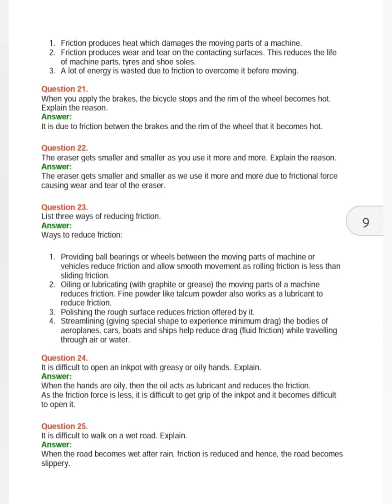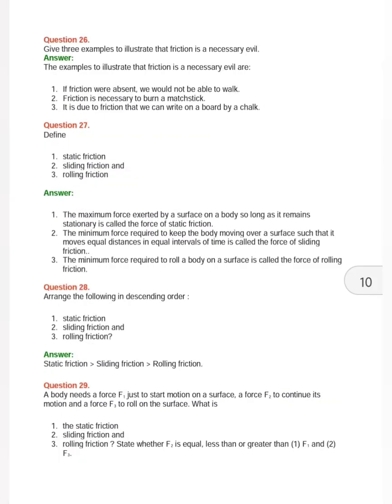Now, moving further to the next question. Question 26. Give 3 examples to illustrate that friction is a necessary evil. Answer. This question is very important. Children, mark it, learn it and write it. The examples to illustrate that friction is a necessary evil are: 1. If friction were absent, we would not be able to walk. 2. Friction is necessary to burn a matchstick. 3. It is due to friction that we can write on a board by a chalk.